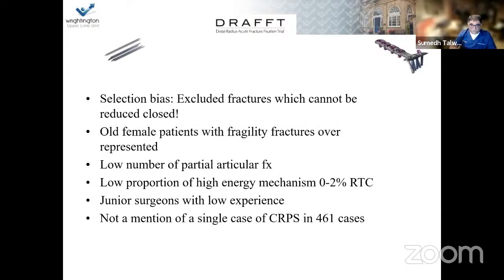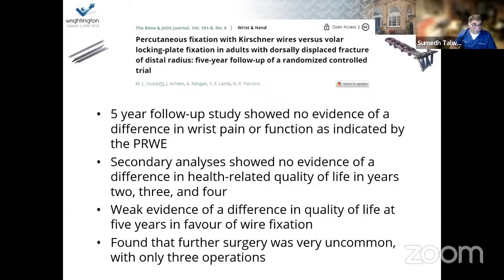It is one of the largest RCTs, it's a pragmatic study, but 75% of the fractures treated with plating were put into a cast post-operatively. So that sort of confounds the outcomes. And the study was also criticized for its lack of a long enough follow-up. And these were some of the other issues. To address the follow-up, there was a follow-up study done at 5 years. And the authors essentially found that, once again, there was no difference between the two groups.